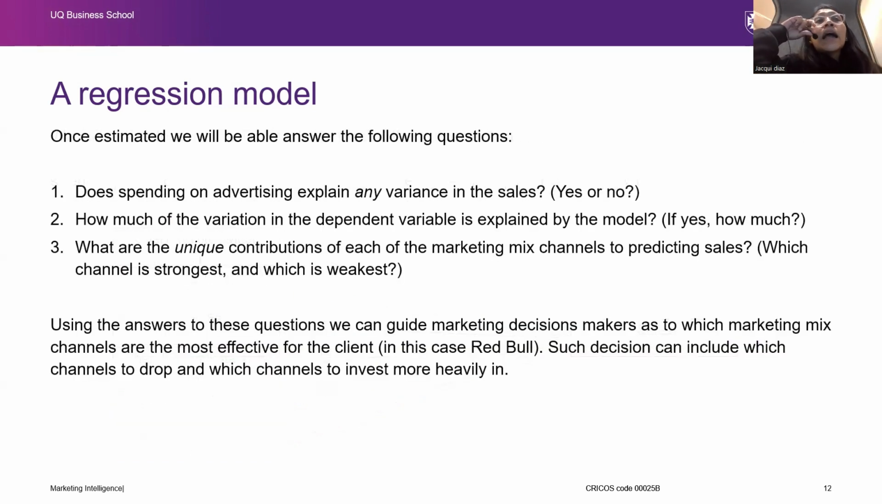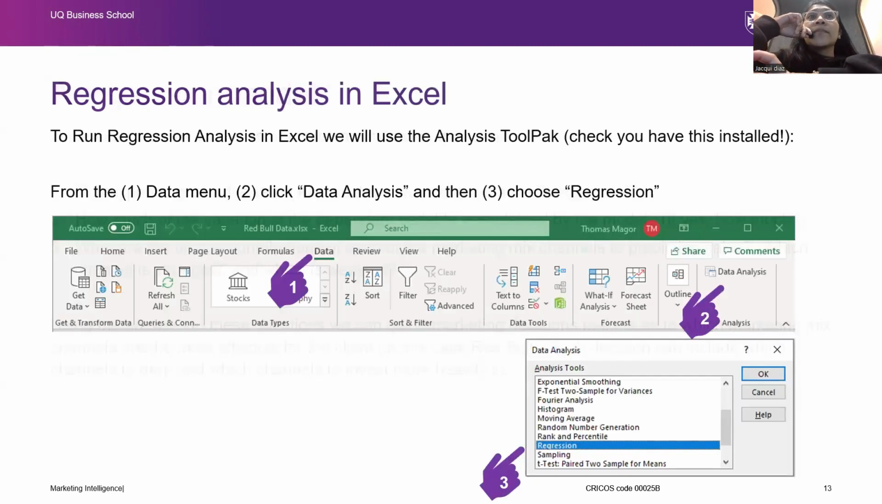So here the key questions that we need to answer after doing the linear regression model, in this case the multiple regression model, are: does the spending on advertisement explain any variance in the sales? How much of the variation in the dependent variable is explained by the model? What are the unique contributions of each of the marketing mix channels to predicting sales? So here we can use RStudio as well, but because this example is a little bit simple, we're going to use Excel.